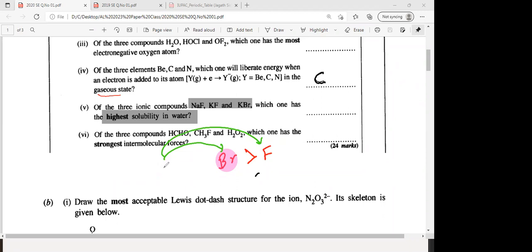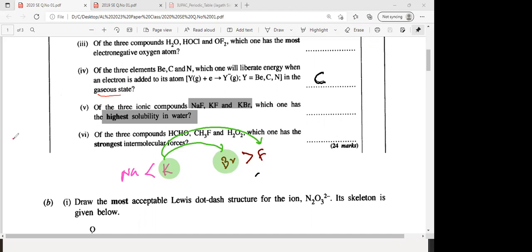Actually, K is greater than... wait, it's K here. Size: if you take, potassium is greater than sodium. Potassium is greater than sodium. When potassium combined with Br or F, potassium is larger and Br will be larger than F. So then you can go for what? K and Br, then you get KBr. It's easy to dissolve. The bond length, bond distance is greater.